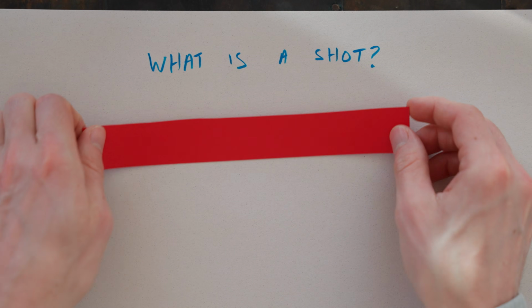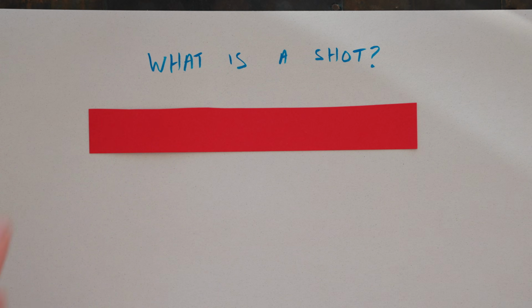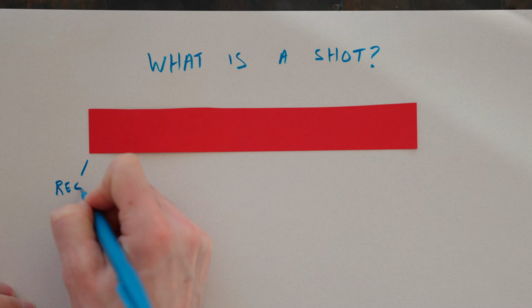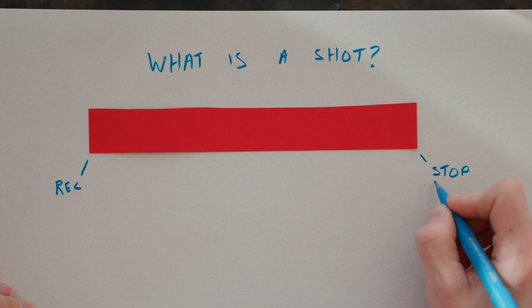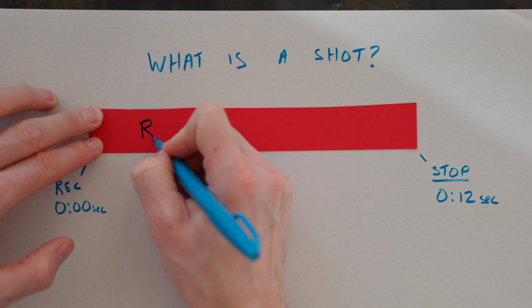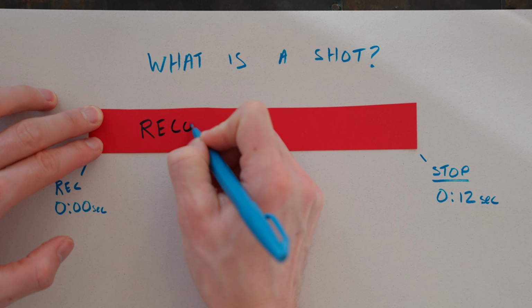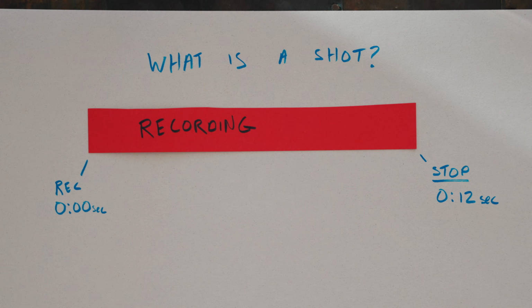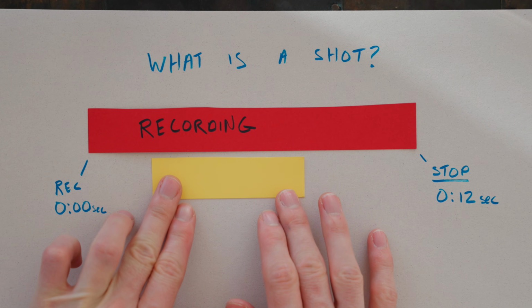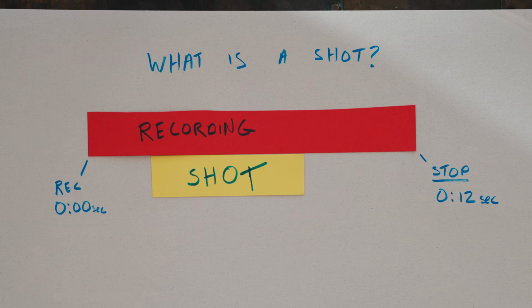So, what is a shot? Believe it or not, most beginners think a shot is the time between when you press the record button and the time you press stop. It's not. Instead, let's call those recordings or clips. A shot is the specific moment within a recording that you choose to use.